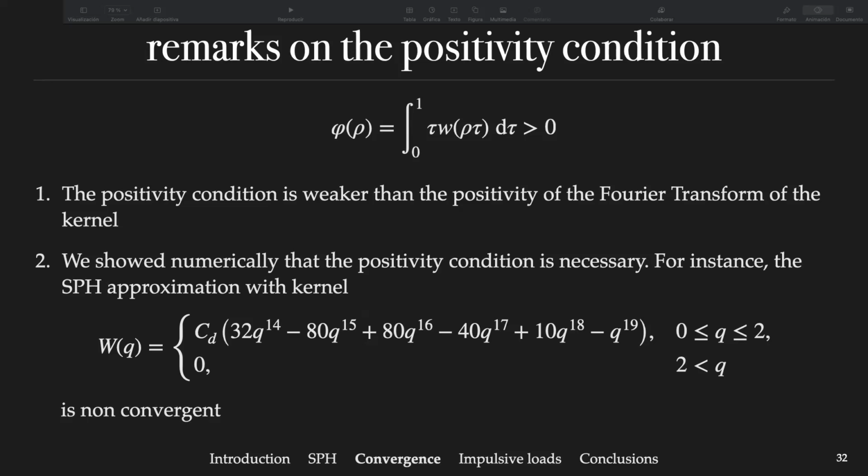Second remark, the positivity condition is used in the proof of the theorem not as a necessary condition, but rather as a sufficient one. However, we have picked two examples of kernels like this one here, not satisfying the positivity condition, and none of them leads to convergent results. So this result suggests that the positivity condition could actually be a necessary condition for the convergence.